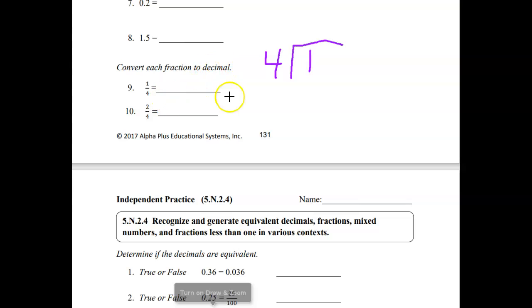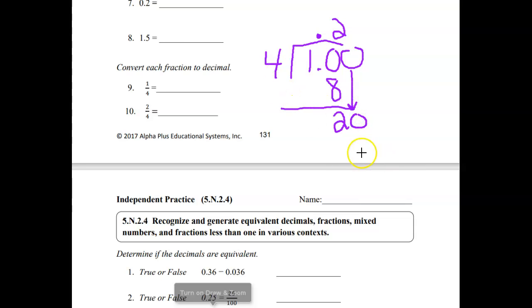Okay? So 4 can't go into 1, so what do we have to do? We have to make it a decimal. So now it's like 4 going into 10. I always put my decimal up here first so I don't forget. So now 4 will go into 10 how many times? 2. 4 times 2 is what? 8. We have 2 left over. 4 can't go into 2, so we need to put another 0 here. Bring it down to make it 20.